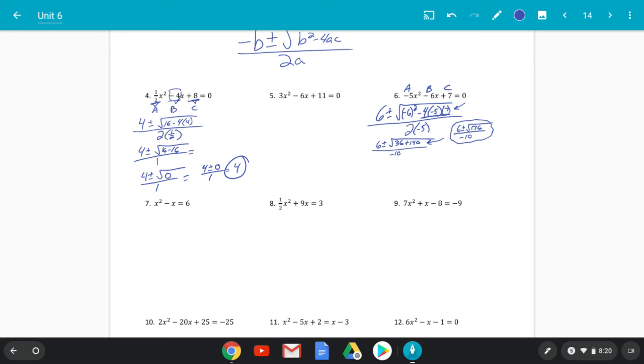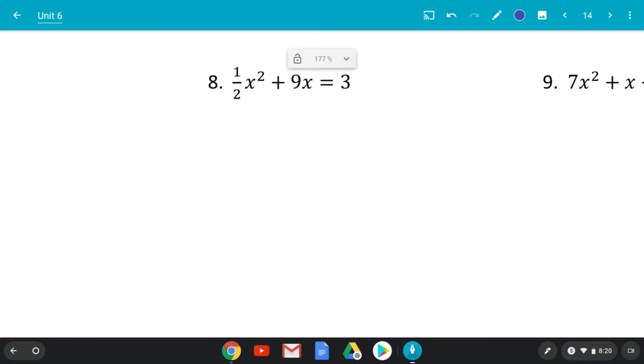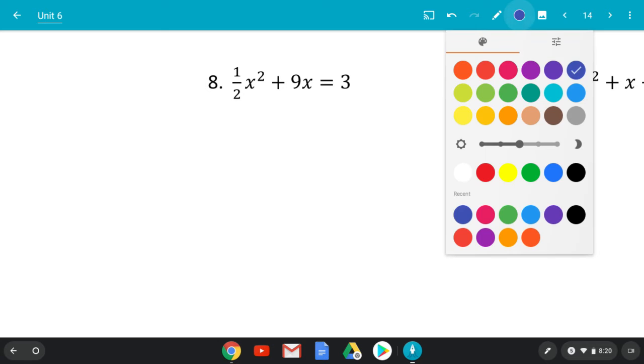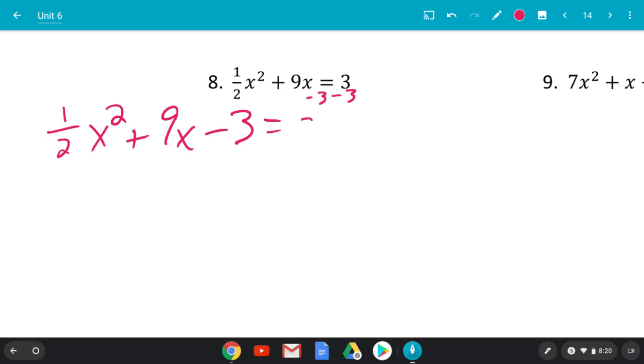Okay, we are solving these quadratics using the quadratic formula. Number 8 already has a 3, but it's on the wrong side. So first thing I got to do is move it over. I got to subtract 3 from both sides. So I now have 1/2 x squared plus 9x minus 3 equals 0.